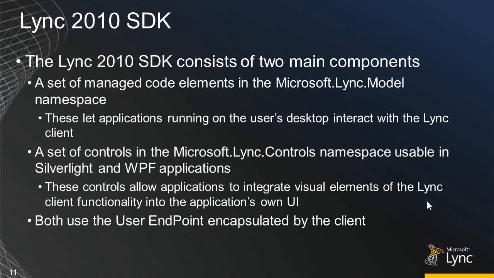So for example, if you drag in the presence control and your application renders that, you provide a SIP address that the control should be bound to. When your application runs, it displays the presence information for the person that you've bound to that SIP address, and gets that by querying the local desktop client to get that information. Both of those components, both the models and the controls, use that user endpoint encapsulated by the client.